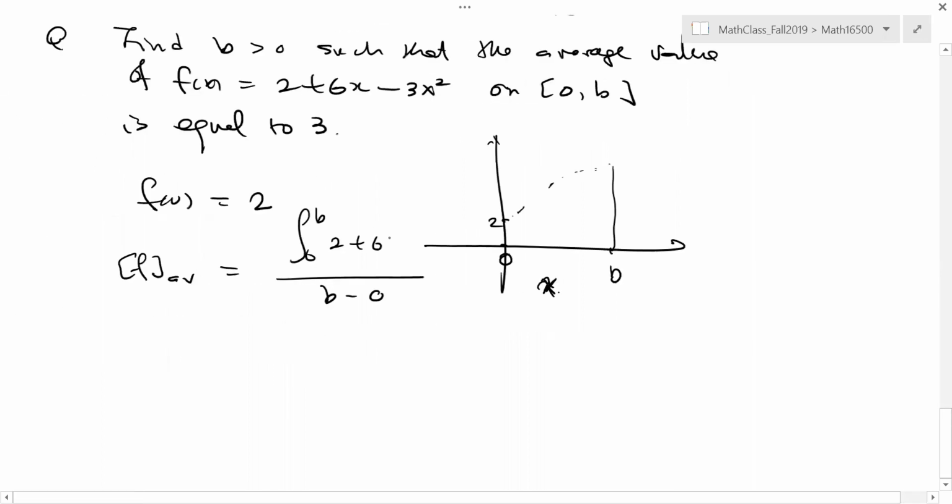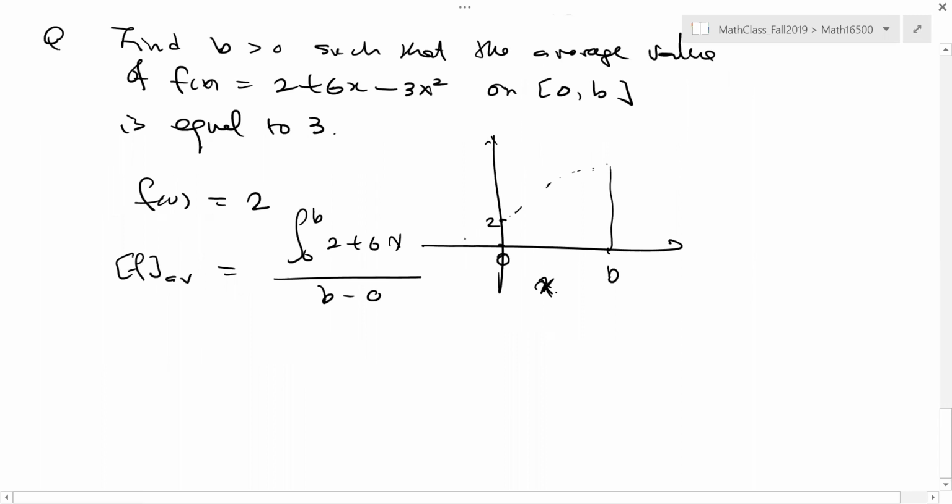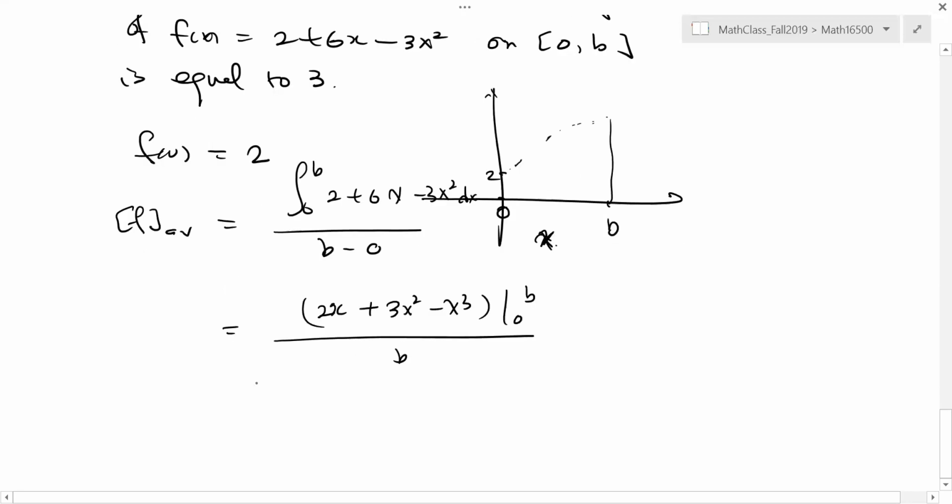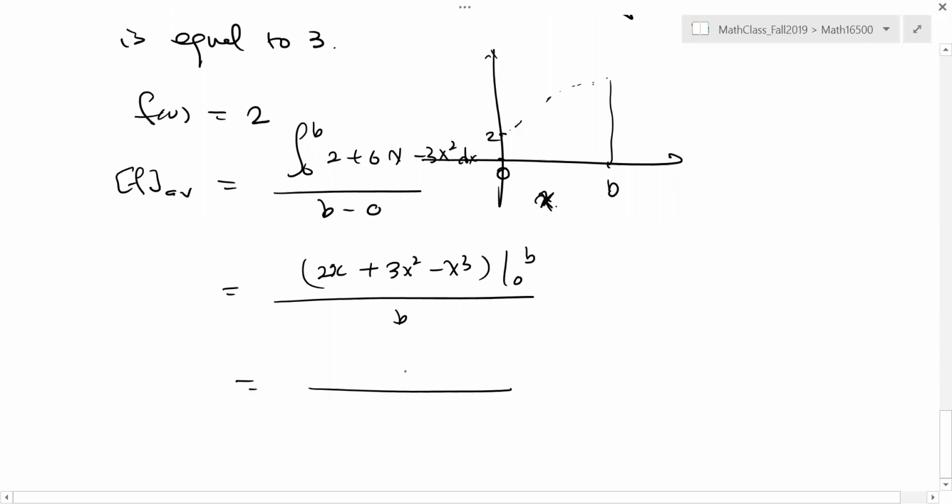So 6x minus 3x squared dx. Okay, that's the average value. So let's calculate. The antiderivative is going to be 2x minus 3x squared minus x cubed. And then you will get 2b plus 3b squared minus b cubed divided by b. After you simplify, you get 3b minus b squared.